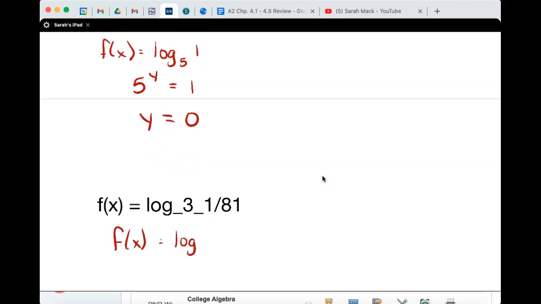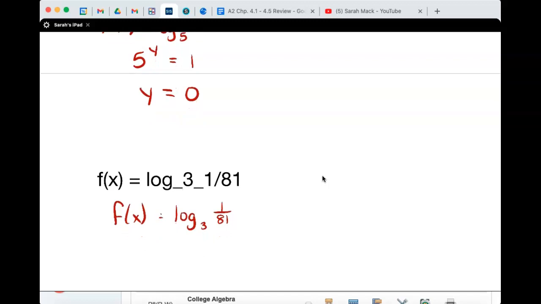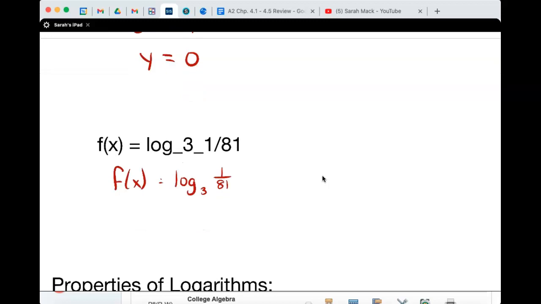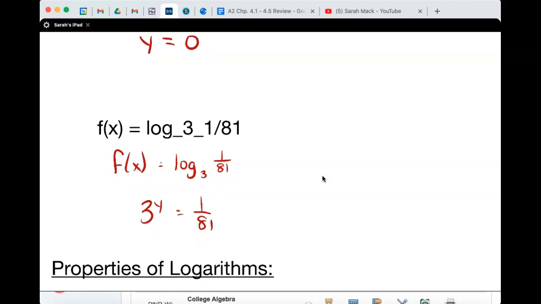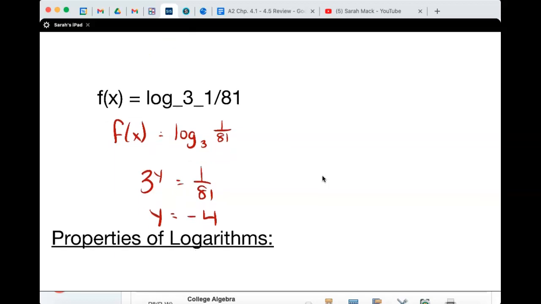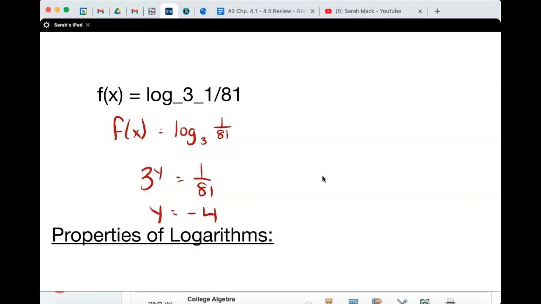Okay, so this one's weird because it has a fraction, and that's why I want to do this one, log base 3 of 1 over 81, first. How can I write it as an exponential? Now I have to figure out what exponent makes it work. It has to be a negative to flip the fraction, and then 3 to the 4th power is 81. So yes, we can have negatives for our exponent. This is the general principle of what we're doing all day long.